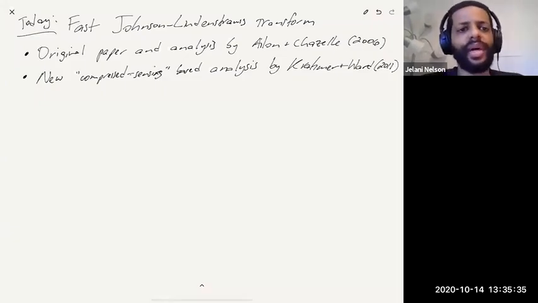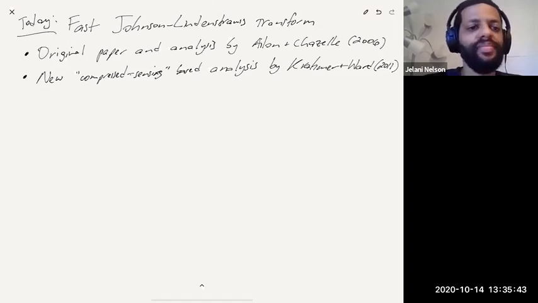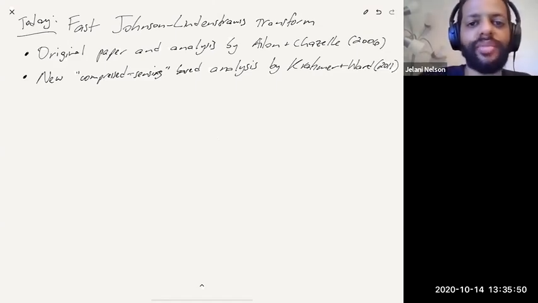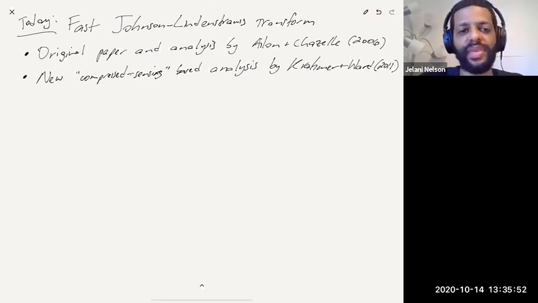So last lecture we talked about how to speed up the Johnson-Lindenstrauss lemma by making the matrix Pi, the embedding matrix, sparse. That's actually the second way people thought to speed up JL, or the second way people got asymptotic improvements to embedding speed. The original way was actually something called the fast Johnson-Lindenstrauss transform.